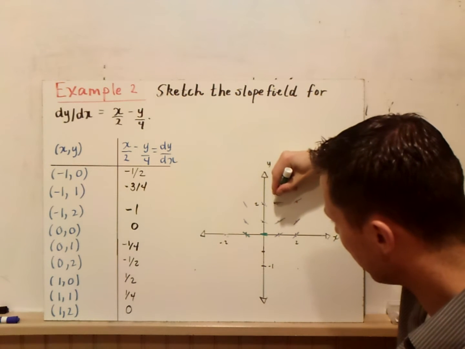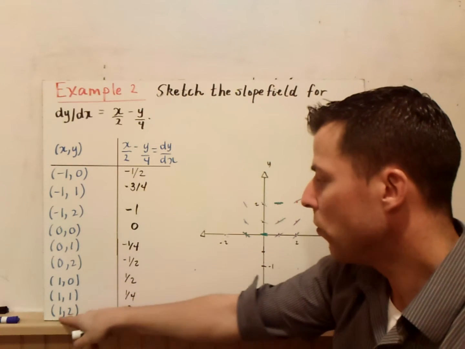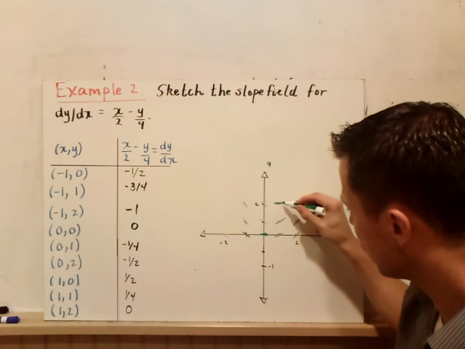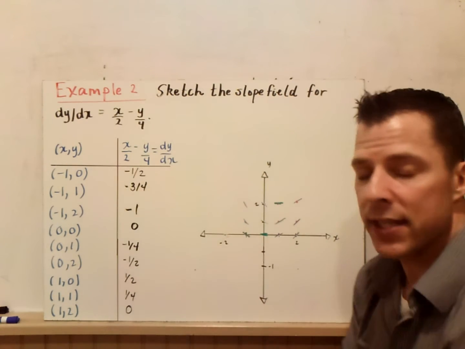So here, again, last one here, it looks like 0. At (1, 2), the slope is 0. 1/2 minus 2/4 is 0, so there's a horizontal line. So that's a slope field, a partial slope field, that represents that differential equation.